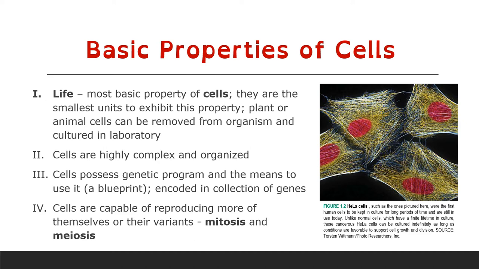Okay? So meiosis is the process being used to form the gametic cells or your sex cells. So eggs for the females and then sperm for the males. Basically, these processes allow passing of genetic information or material to your daughter cells. Okay?